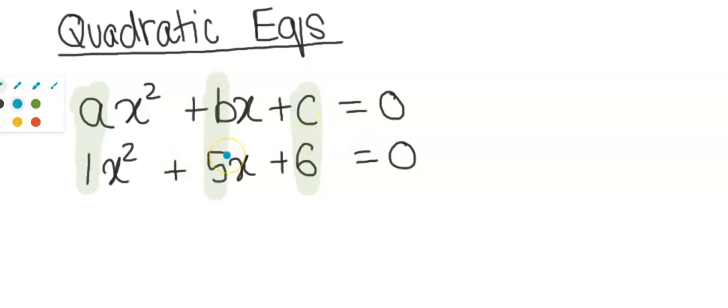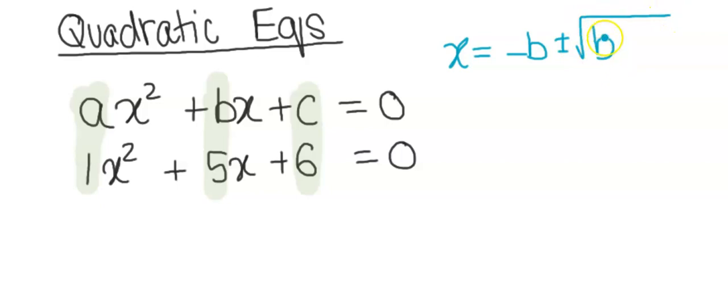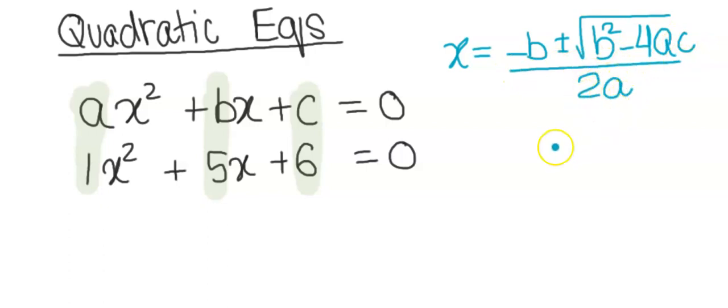Now, how do we solve? We have two methods of solving. One is by factorization, one is by the quadratic formula. The quadratic formula works with everything. What is the quadratic formula? It is x equals minus b plus minus the square root of b squared minus 4ac, over 2a. You don't have to memorize the quadratic formula, it will be given to you, but it's better if you memorize.